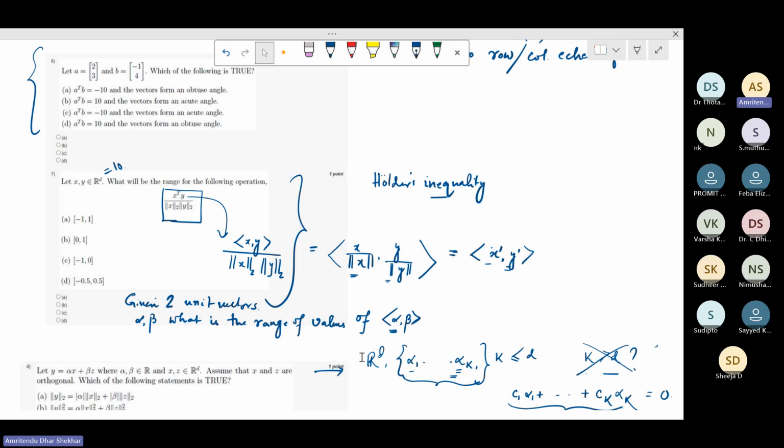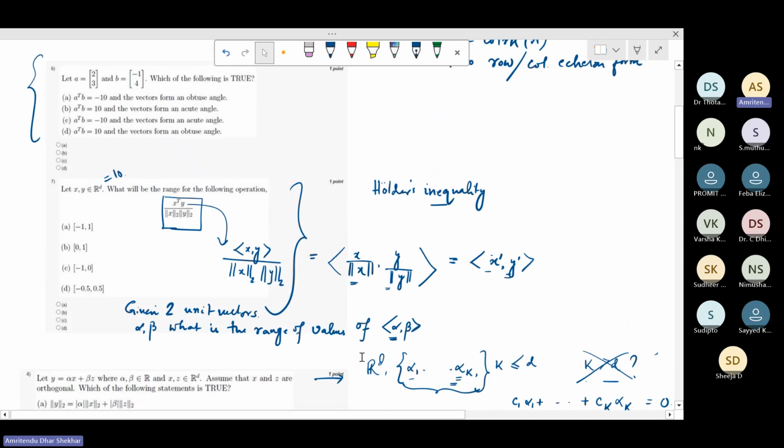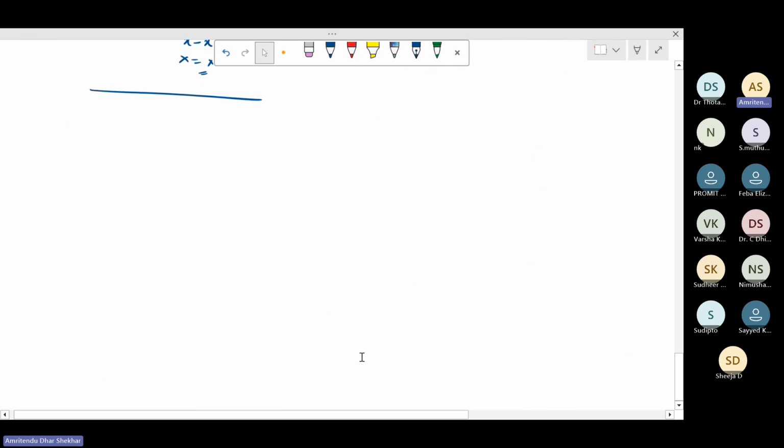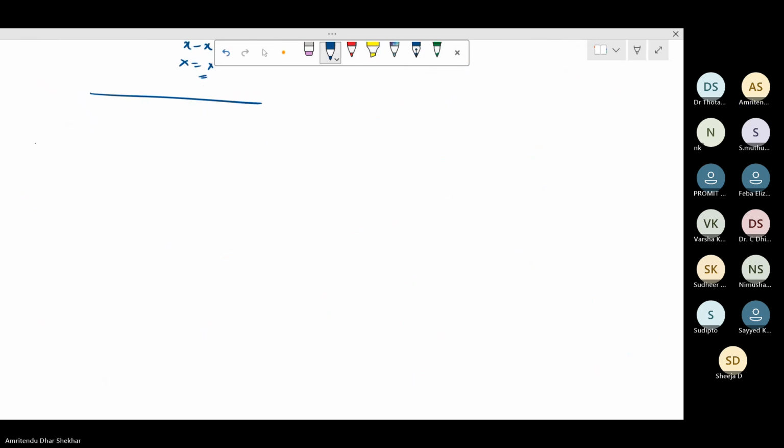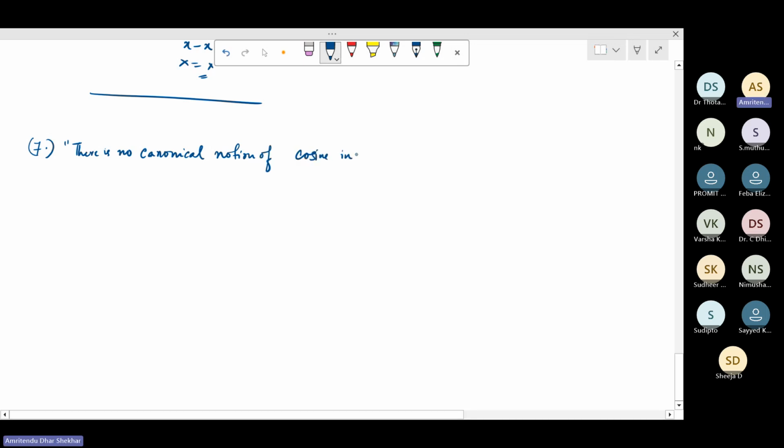Yeah, I mean, you can think of it in cosine, but there's no such notion of cosine in higher dimensions. In fact, the notion of cosine is defined in this way. Let me actually talk about this problem a little bit. Let me write it in this way: there is no canonical notion of cosine in R^d.